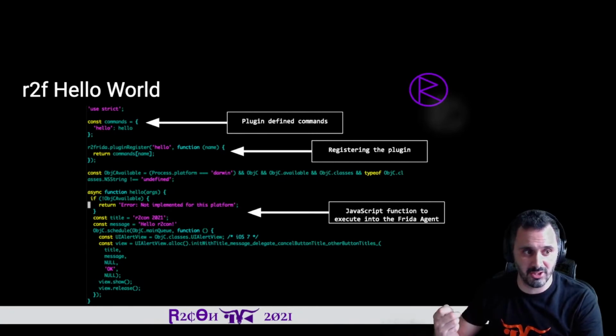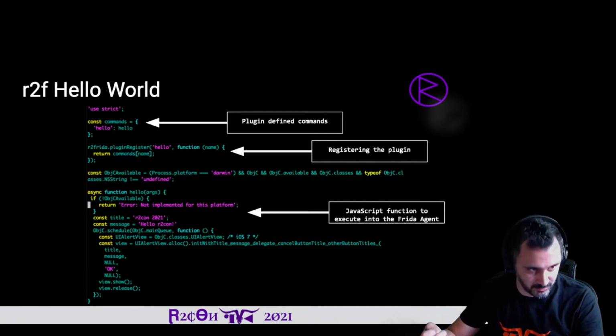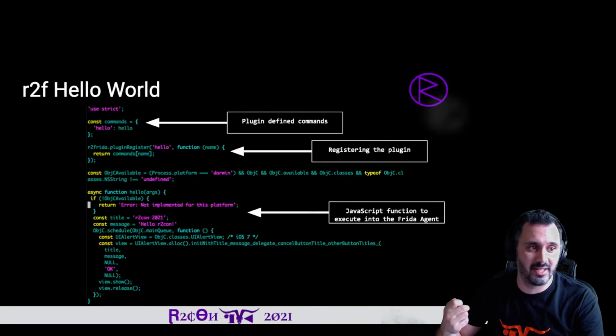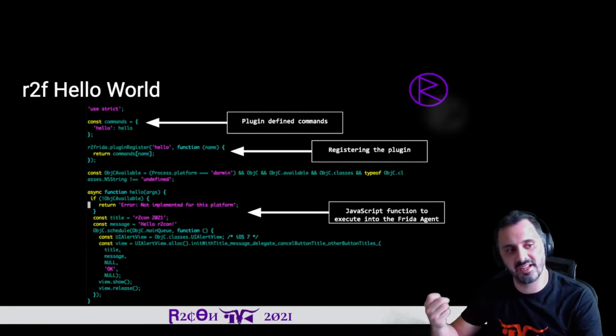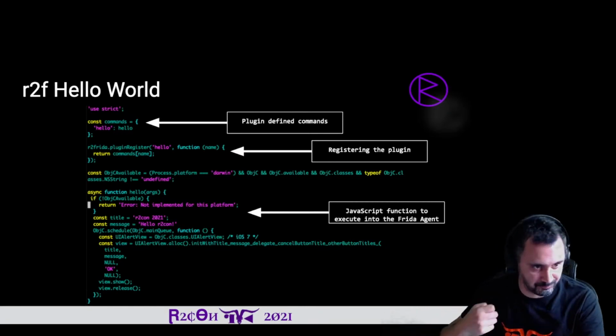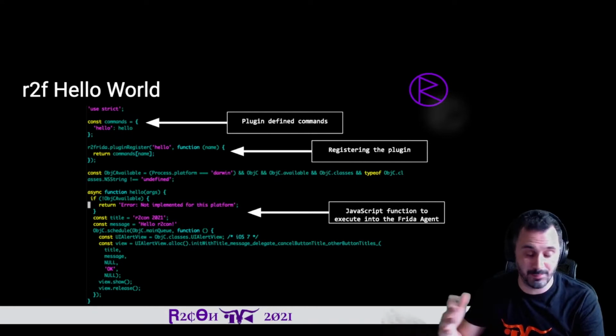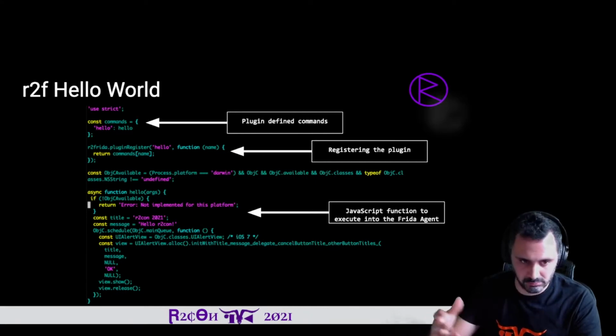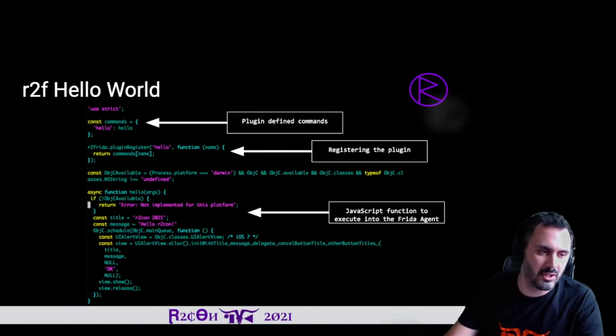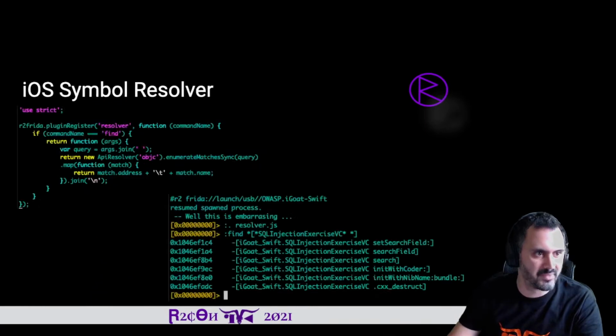In that case, we have a function called hello that is used by a command called hello as well. And we also have the plugin name, used inside the plugin register API, which is called hello as well. So with just this simple structure, we have a typical hello world in R2 Frida, a good template to create your more complex plugins for R2 Frida.